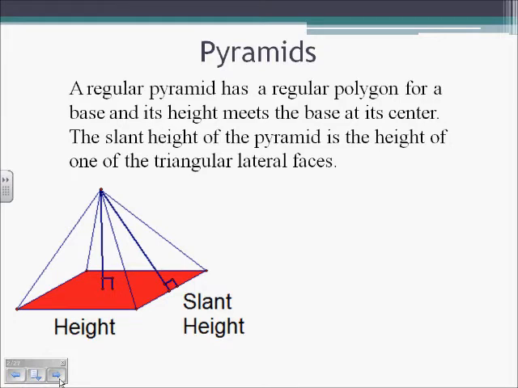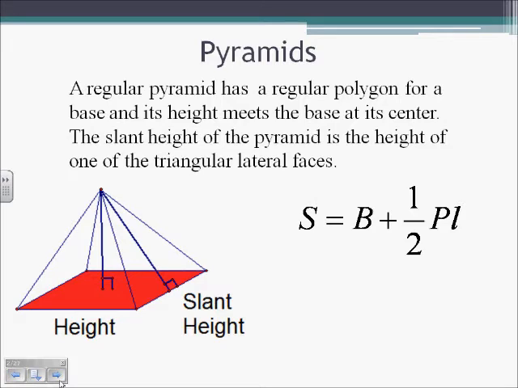So all of our lateral faces are triangles. The base is any regular polygon. So that could be a regular hexagon, regular pentagon, regular dodecagon, whatever you can come up with, but we know it's regular. So all of the sides of that base, that'd be our red shaded figure here, are going to be equal to each other, and all of the angles of that base are going to be equal as well, or congruent.